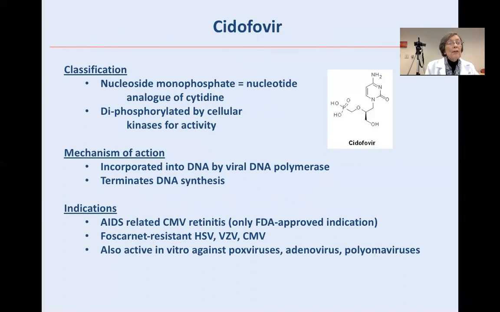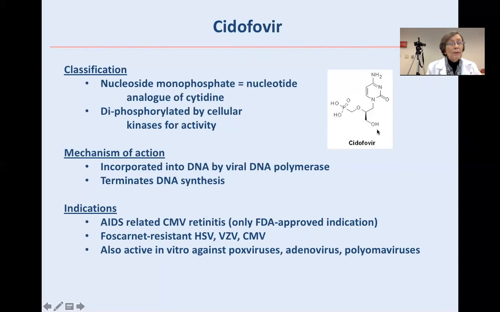Cidofovir is a nucleoside monophosphate analog of cytidine, or a nucleotide analog. It's diphosphorylated by cellular kinase, so it bypasses the UL97 phosphorylation because it's already phosphorylated. And it turns out that cidofovir diphosphate is actually a triphosphate because you started out with one phosphate already and added the other two by cellular kinases. It's incorporated into the DNA by the viral DNA polymerase, and again, it's a DNA synthesis terminator.